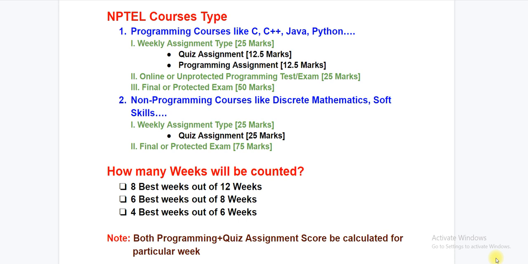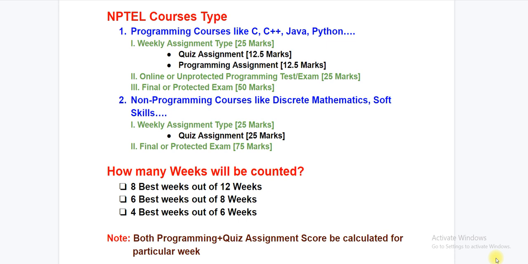Lots of people really don't know how NPTEL calculates the assignment score and what types of courses there are. I always provide lots of information regarding NPTEL as I have lots of experience with the NPTEL platform. I will also provide some practice sets for the NPTEL programming test so you can practice and get prepared for the exam. So without any delay, let's get started with the calculation strategy.